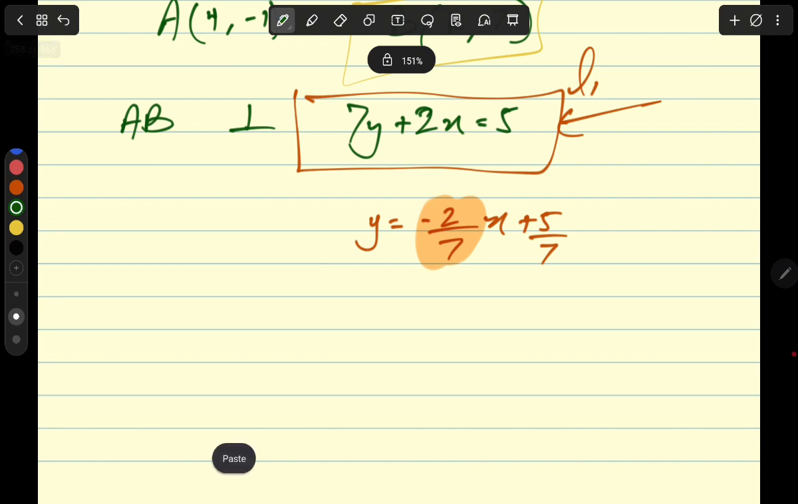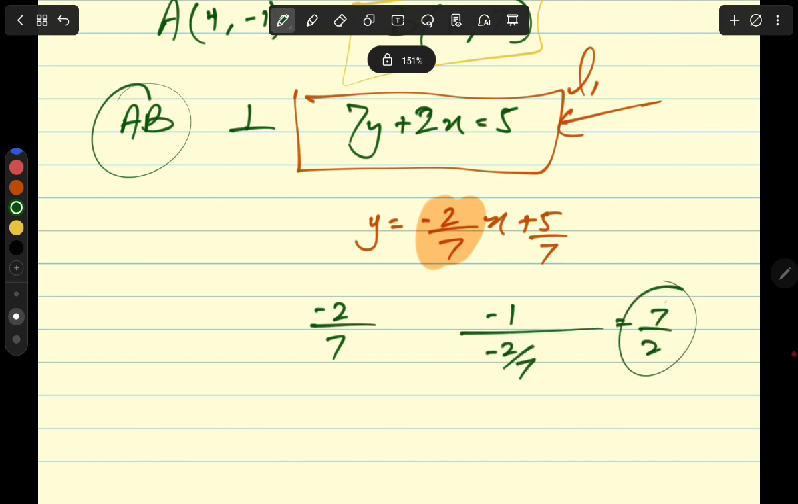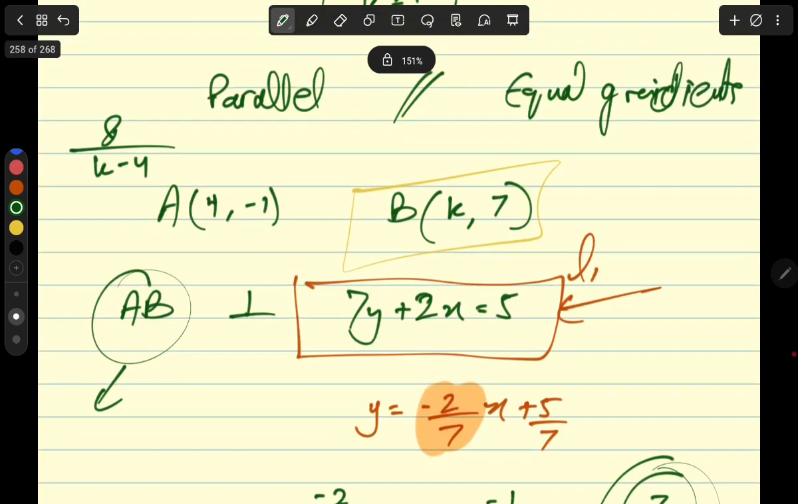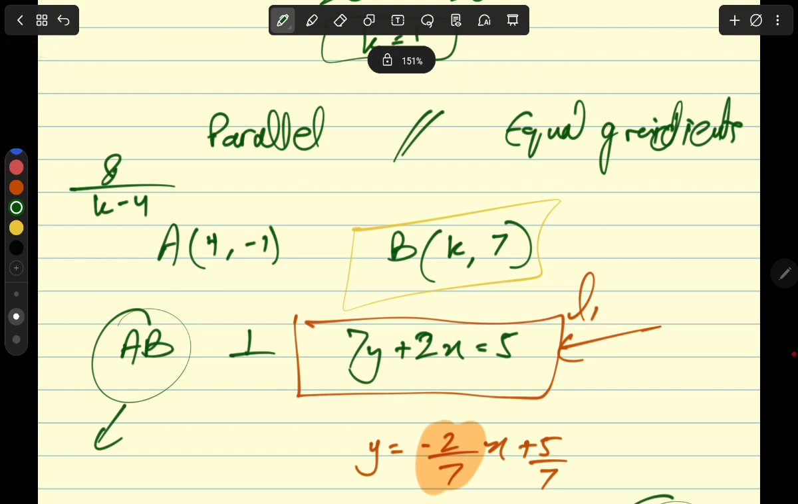Now, this line has a gradient of negative 2 upon 7, but AB is perpendicular to this, therefore the concept of negative reciprocal applies, so you are going to do minus 1 upon this gradient, which is negative 2 upon 7, and that must give you 7 upon 2. So the gradient of AB has got to be 7 upon 2. Now you form the relationship. The gradient of AB is going to be 7 minus minus 1, that is 8, over k minus 4, and this must equal 7 upon 2, which is the negative reciprocal of the gradient of the line, right? So this is 7 upon 2.